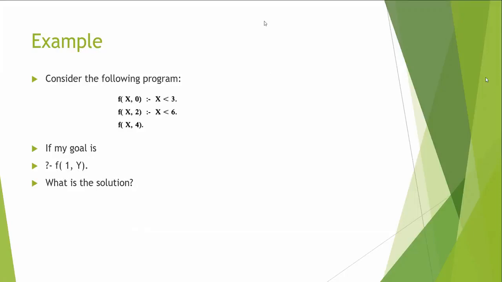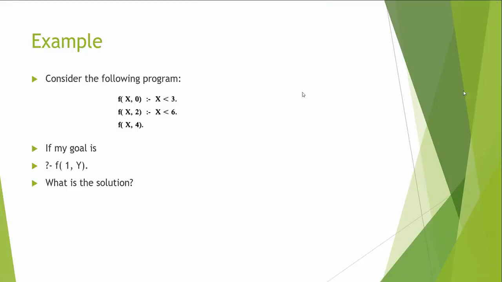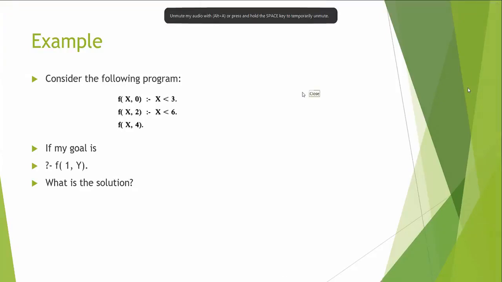0 to 4. Okay, fine. Any other answer? If anyone can try. Okay, Vedika says 0 and 2. Fine. Any other answer? Anyone? Okay. Can anyone try? Want to try?